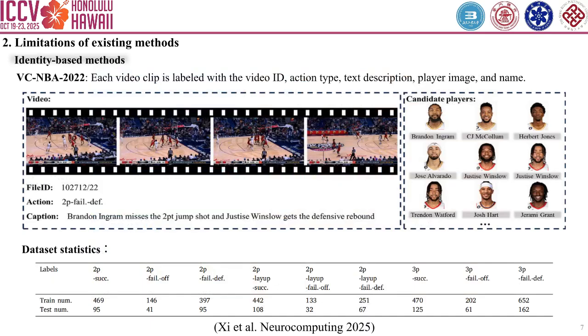To support this task, we constructed the Basketball Video Caption Generation Dataset VC NBA 2022 for event-based text live broadcasts. The dataset annotates each video clip with video file ID, action type, text description, player images, and names, covering 9 types of shooting events. The table shows the statistical data of each event.